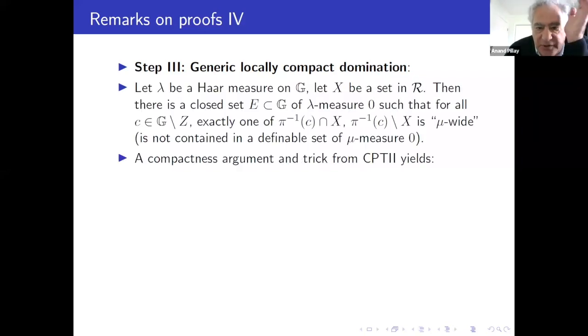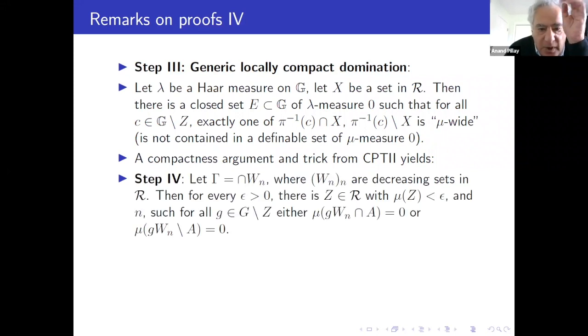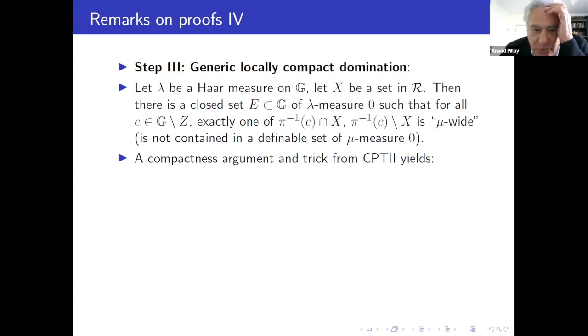Step three is a so-called generic locally compact domination. This is a development of what we did in CPT2 to the V-definable setting. I don't want to say much about it. Anyway, it's now almost time. So step three is generic domination.